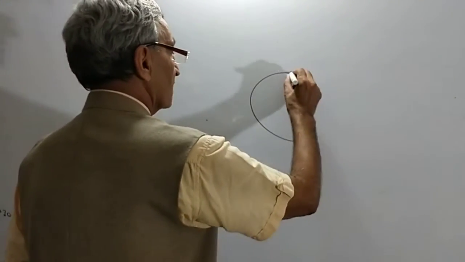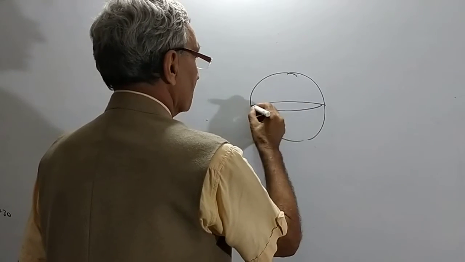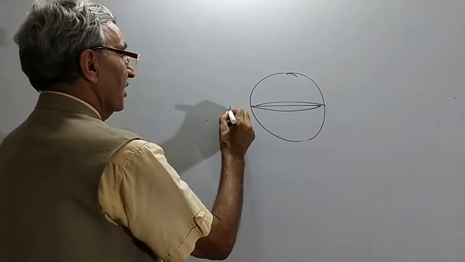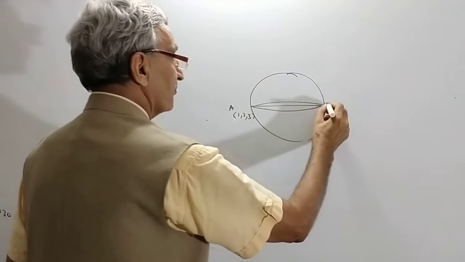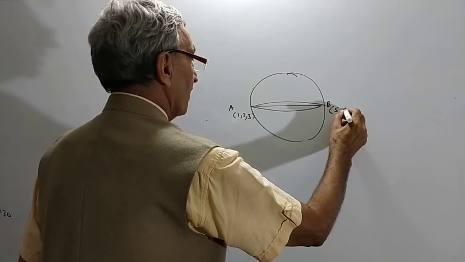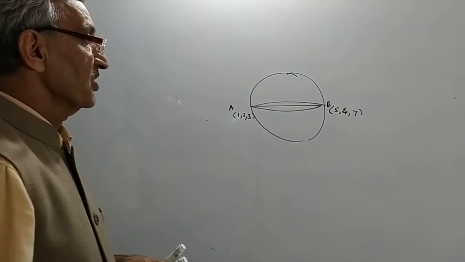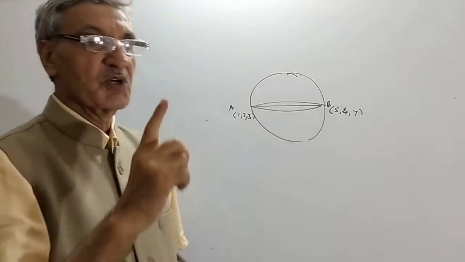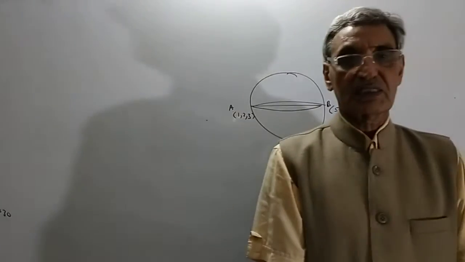पहला सवाल मैं आपसे पूछूंगा कि हमारे पास मान लो ये एक स्फीयर है और उसका डायमीटर के एंड पॉइंट दे रखे हैं 1, 2, 3 और यहाँ पर 5, 4 और 7 दे रखा है। So what will be the equation of this sphere? एंड पॉइंट दे रखे हैं तो कैसे निकालेंगे?